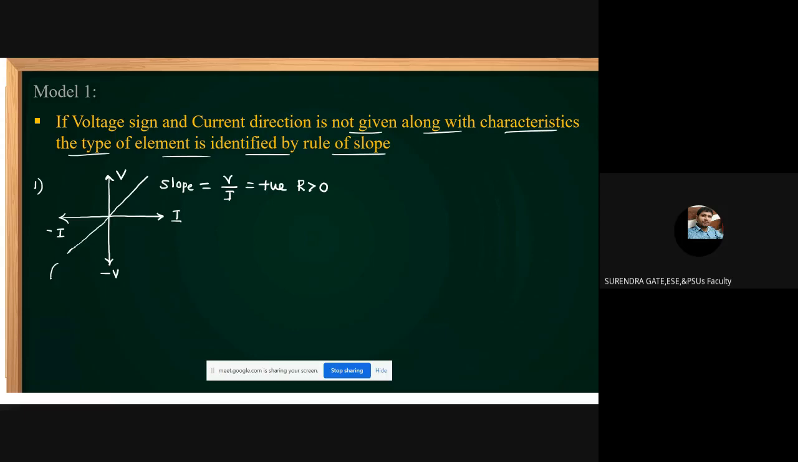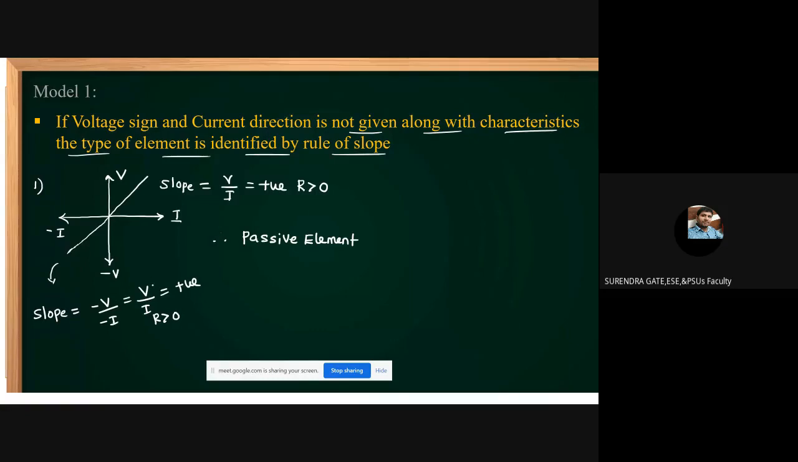Here, students, what is the slope here? This side also, in both directions we can calculate. What is the slope, students? Minus V by minus I, that is V by I, here also the slope is positive, that is R is greater than 0, hence it is a passive element. This is the characteristics for a passive element. Yes, friends, this is the characteristics for passive elements.